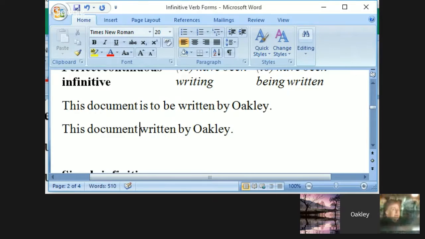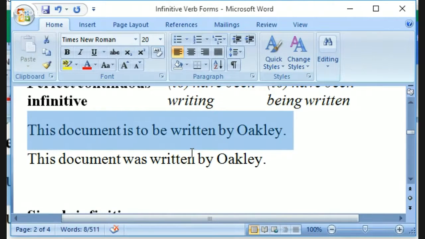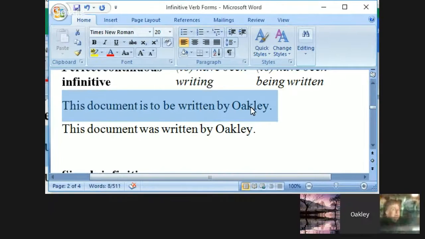So, all right. So what's the difference? This document is to be written by Oakley. Okay, because of the relationship of the words, when will this document be written? In the past, now, or the future? Now. Actually, in the future. Future. Okay, so it does have a kind of a change in time here.